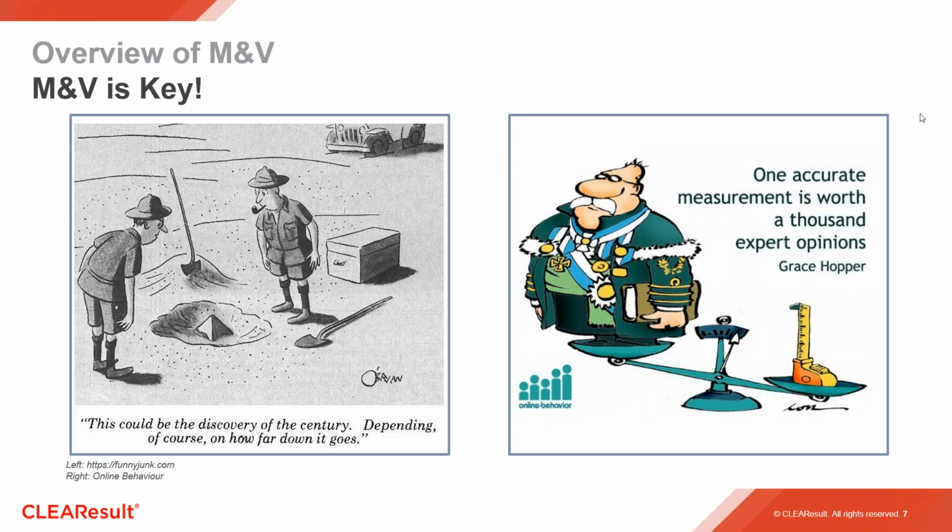We all know about the importance of measurements in science and engineering. Measurements are the most important aspect of performance engineering, as Grace Hopper, a pioneering computer scientist and United States Navy admiral, once said, "One accurate measurement is worth 1,000 expert opinions."